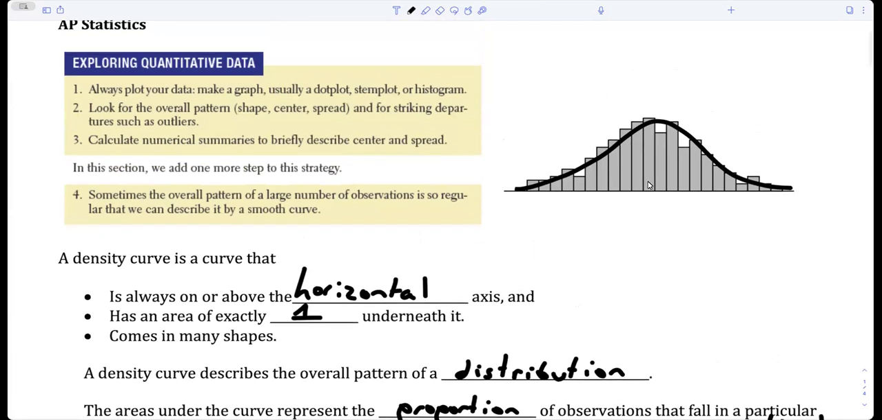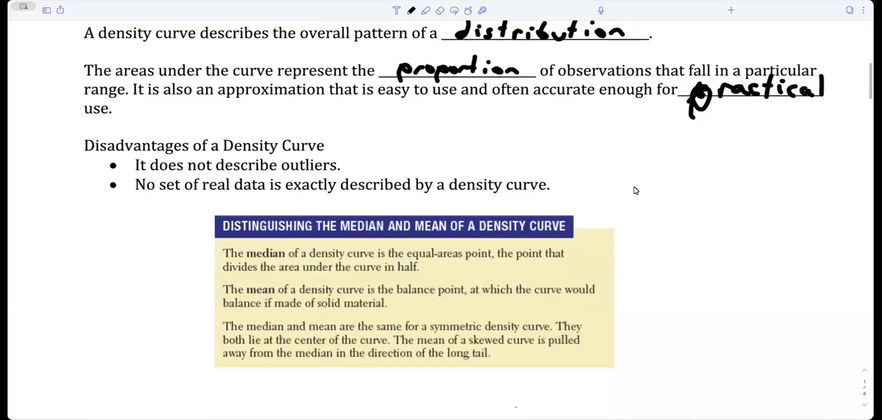Okay, so I'm going to go through the next part quickly here. Disadvantages of a density curve. It does not describe outliers. No set of real data is exactly described by the density curve, as you can see in the histogram there. The median of a density curve is the equal areas point, the point that divides the area under the curve in half.